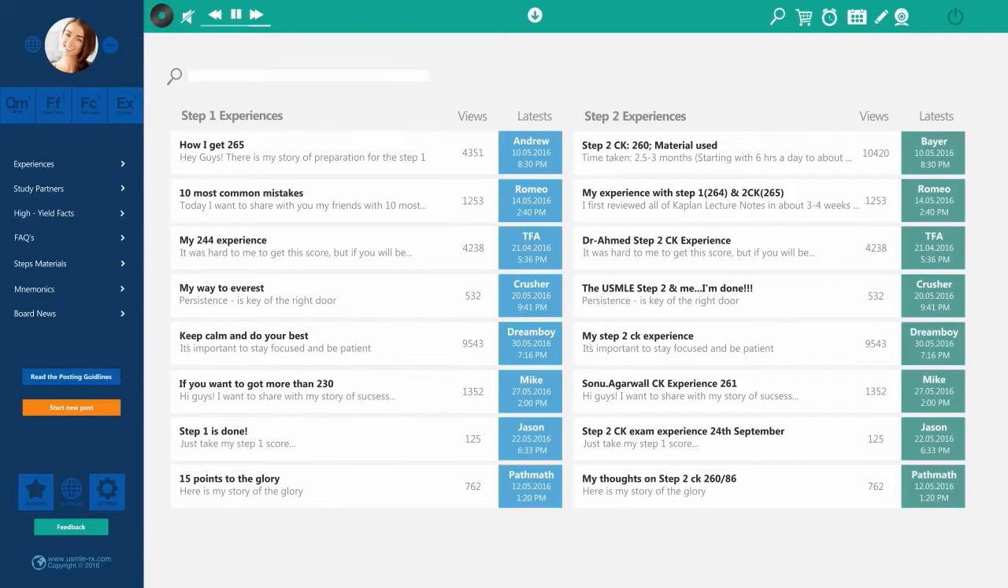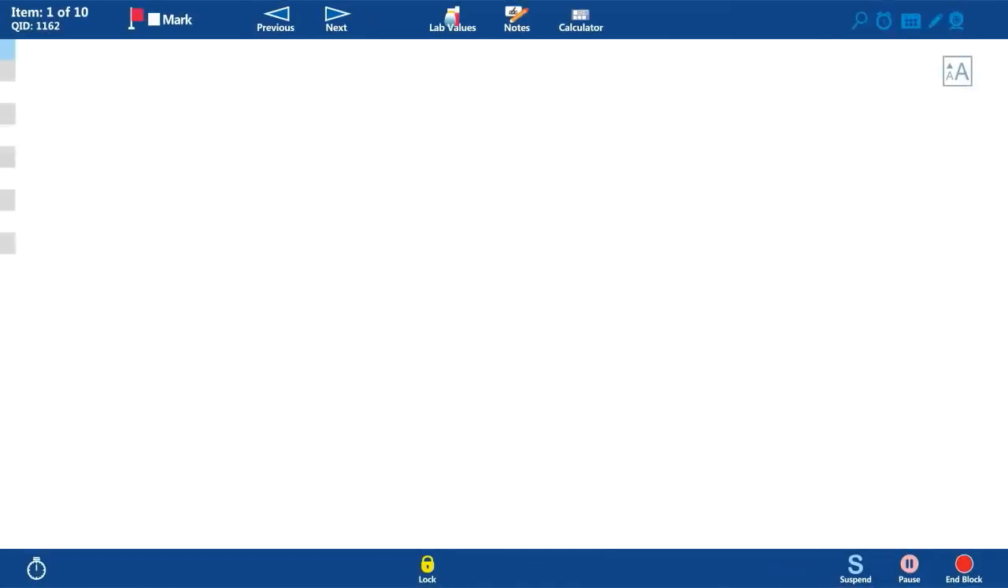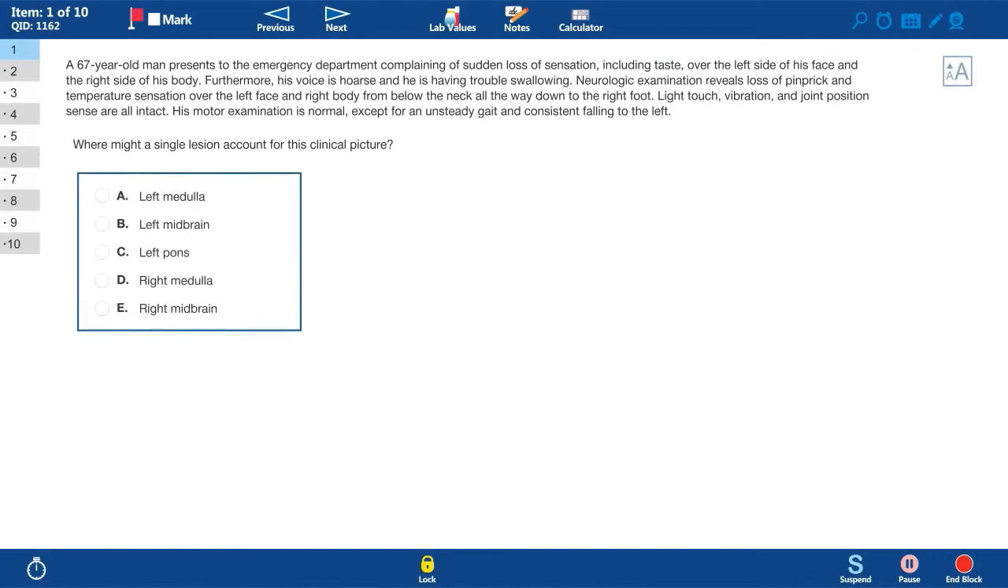All of this was introduction, as the casing is here. Let's try to solve a couple of cases. Here is a classical case about sudden loss of sensitivity and vomiting, vertigo, nystagmus, decreased pain and temperature sensation from ipsilateral face and contralateral body, dysphagia, hoarseness, ataxia, dysmetria.